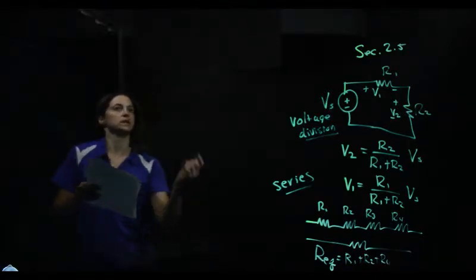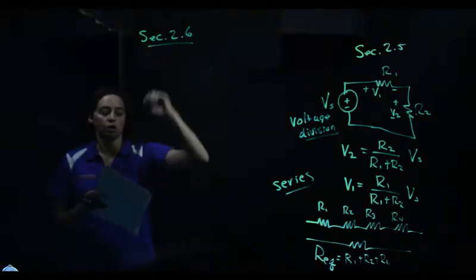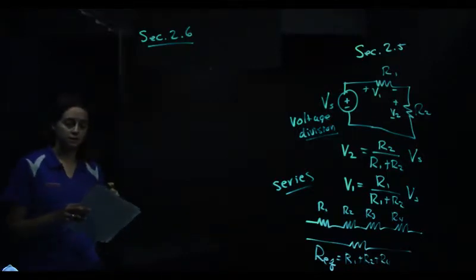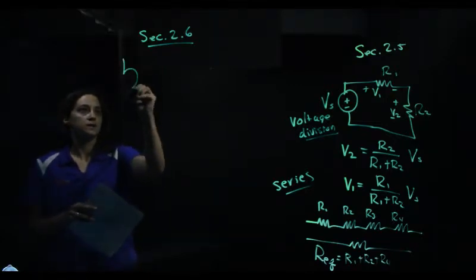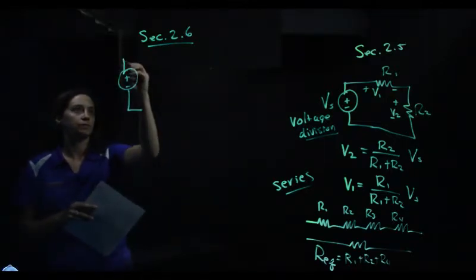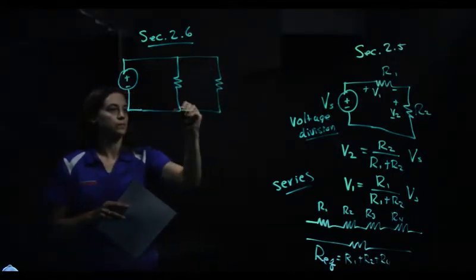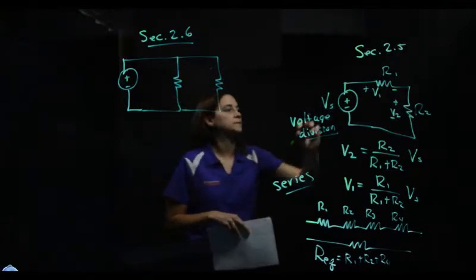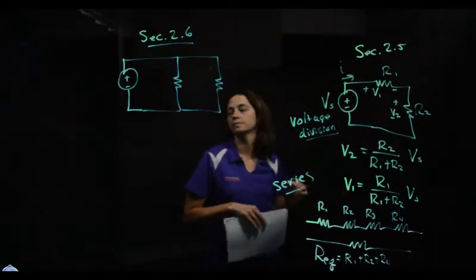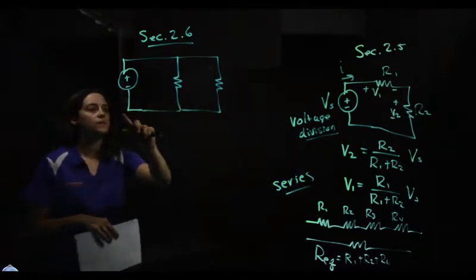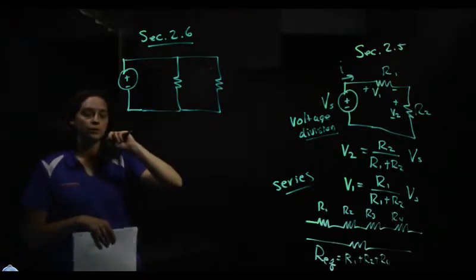So section 2.6 is current division and parallel resistors. So again, the proof of this is in your book. Let's take a look at this. So elements in series have the same current, right? This current flows all the way around here. Elements in parallel, these three are in parallel, they share the same two nodes, all have the same voltage.